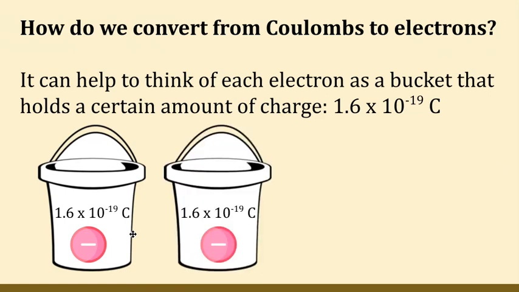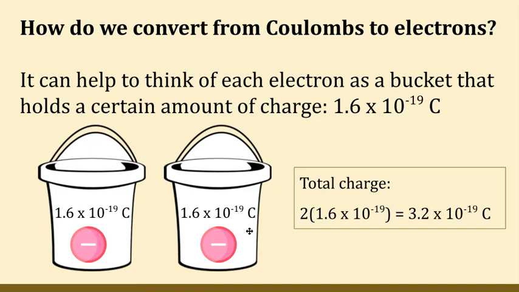If I had two electrons, or two elementary charges, I would have to use two buckets to hold this much charge. The first one has 1.6 times 10 to the negative 19 coulombs. The second one has 1.6 times 10 to the negative 19 coulombs again. And to see how much total charge I have, I would just do 2 times 1.6 times 10 to the negative 19. That would give me 3.2 times 10 to the negative 19 coulombs.